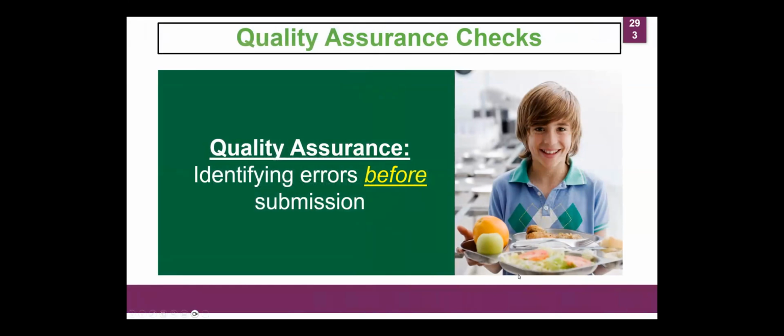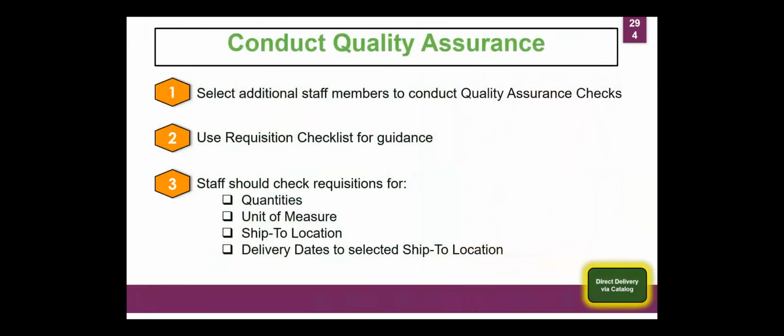Okay, so we printed off our requisition and now we can identify errors before we submit this to TDA. So you're going to select a staff member to conduct the quality assurance checks. And you're going to use the requisition checklist for guidance. The requisition checklist is on Square Meals on the WebSCM transition page. I can show you where to find that in a little bit. And the person's going to check for quantities. Is it the right quantity? The unit of measure, the ship to location, and the delivery dates.